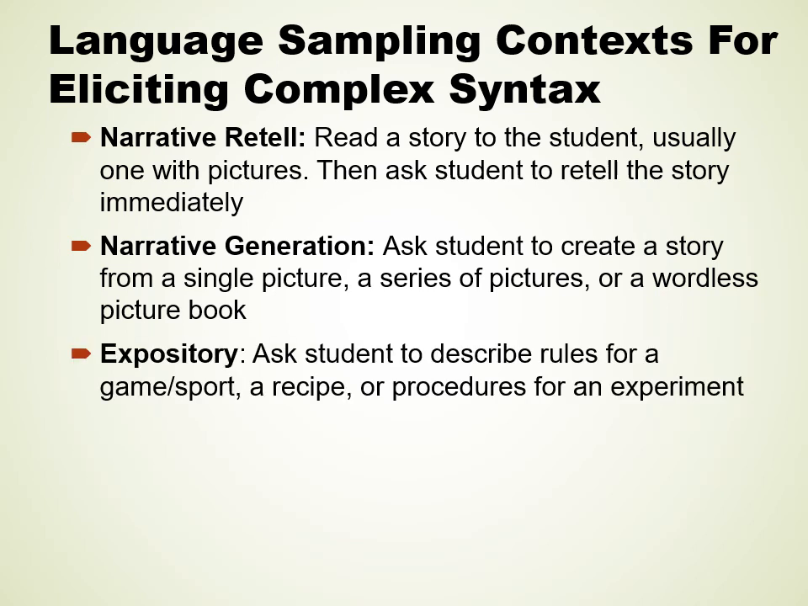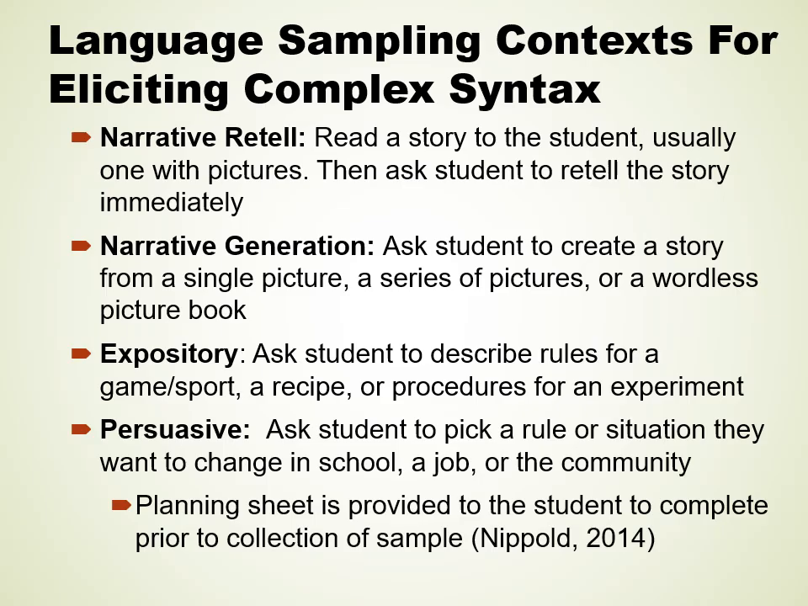You could do an expository sample. An expository is usually a sample where you're asking a student to describe rules or a situation, such as how to play a game or sport, how to complete a recipe, or how to complete procedures for an experiment. And then the last one is persuasive, which we normally do with adolescents. Here you're going to ask a student to pick out a rule or situation they want to change in school, a job, or in a community setting. And typically for these samples, you'll want to look at Nicole's work because she usually provides a planning sheet. So there is some pre-planning before you're asking the student to provide this sample.